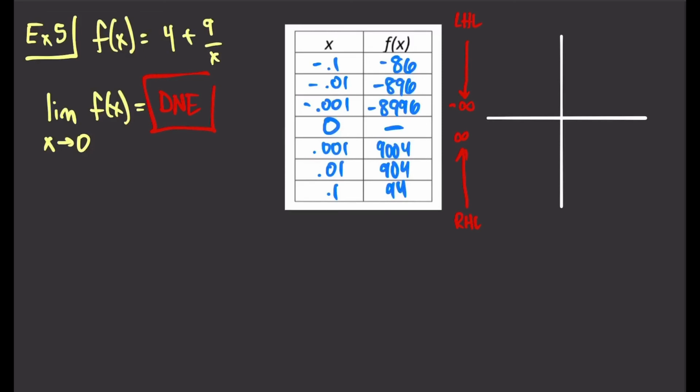Graphically, what would this look like? Well, as x approaches 0, coming from the left, you're approaching negative infinity. Coming from the right, you're approaching positive infinity. So without even looking at the graph, I know it's going to do something like this. So that's why, again, the limit does not exist, because that's pointing to negative infinity, that's pointing to positive infinity. Those are different numbers, no limit.